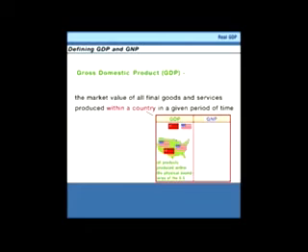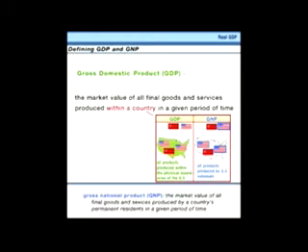Gross national product, on the other hand, for the United States, refers to the output of all U.S. nationals wherever they are, either in the United States or in foreign countries. So gross national product is the output of all U.S. nationals, wherever in the world they happen to be. The difference then between gross domestic product and gross national product is the difference between the output of U.S. nationals working abroad and the output of foreign nationals working in the United States.